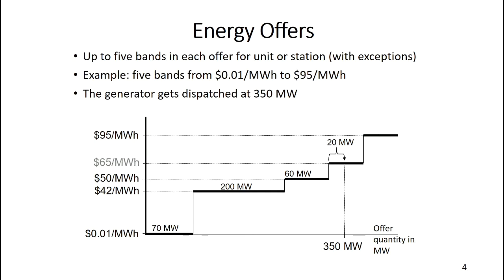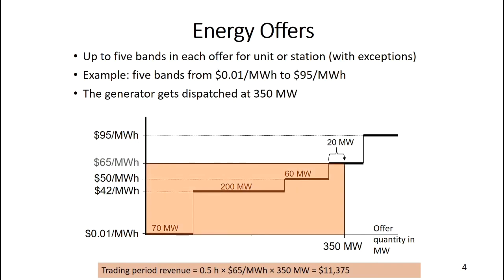Now, if the spot price at its node is $65 per megawatt hour, then its revenue is the area of the orange rectangle, divided by 2 because of the half-hourly trading periods. So in this example, the trading period revenue would be 1 half hour times $65 times 350 megawatts, or $11,375. The fact that the generator has offered it lower than $65 per megawatt hour, and those lower priced offer bands have been dispatched, is irrelevant to what the generator actually gets paid.